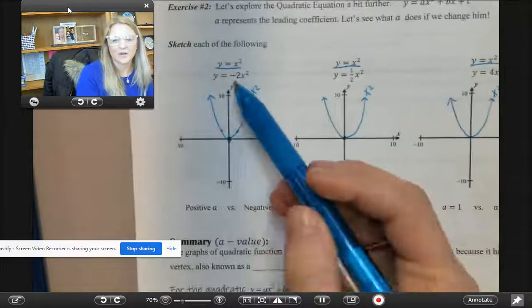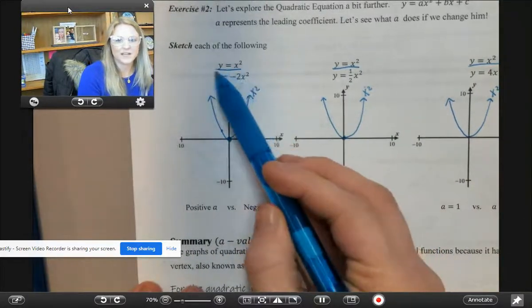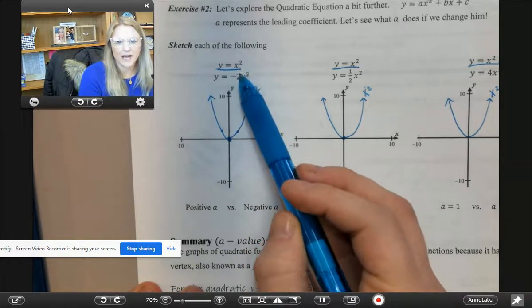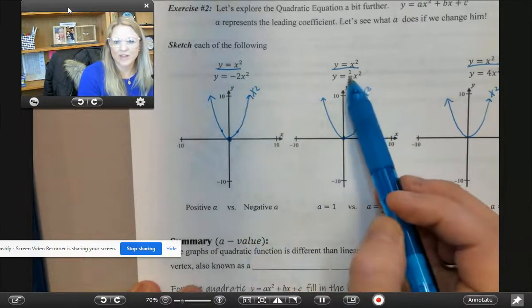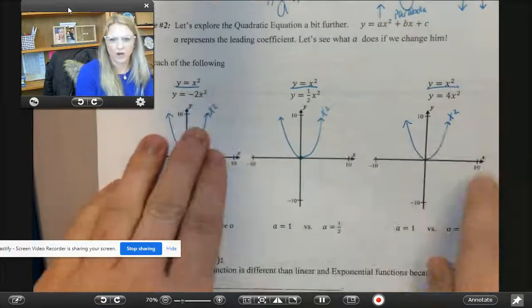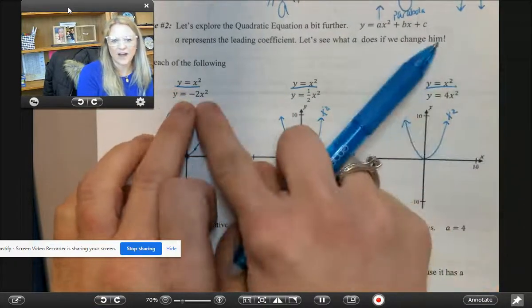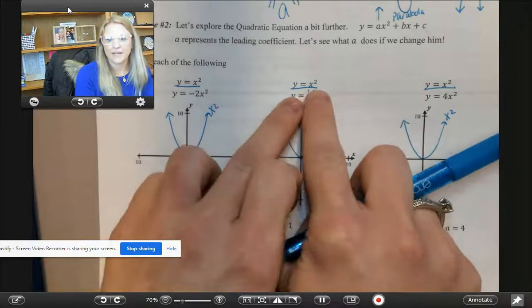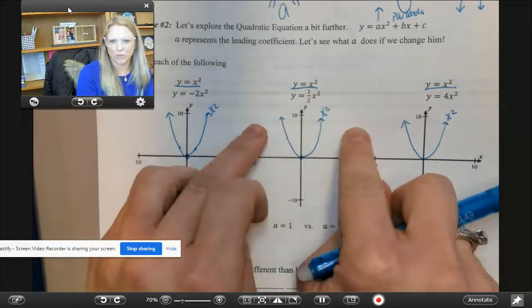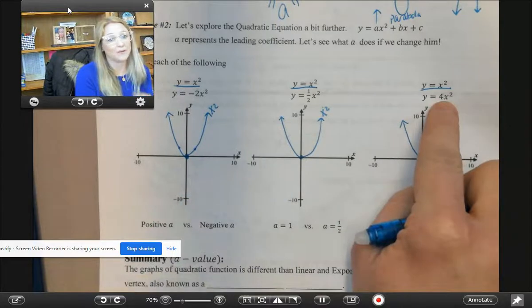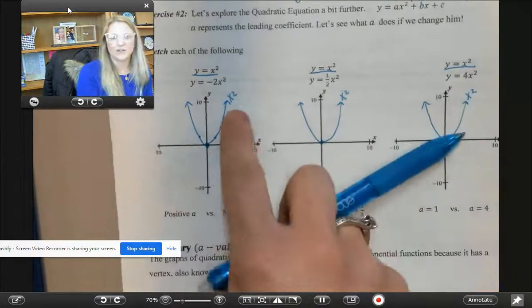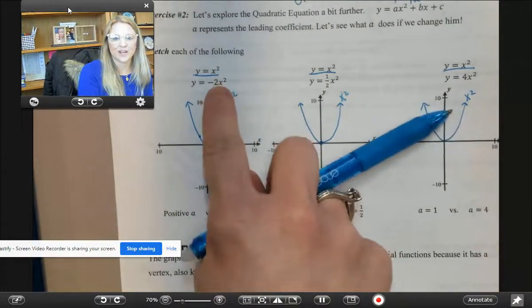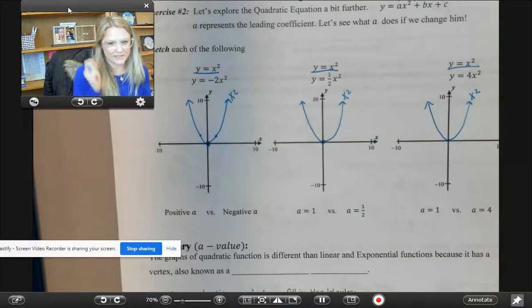Okay, so what I'm doing is, because I'm taking this generic y equals x squared, I'm going to change the a value. Notice the a value is 1 for all of these, right? If I were to make the a value a negative 2, what's it going to do to my graph? If I make this a value a 1/2, what's it doing to my graph? If I make the a value a 4, what's it doing to my graph? So if I manipulate this equation and change the a value to negative 2, what's happening?